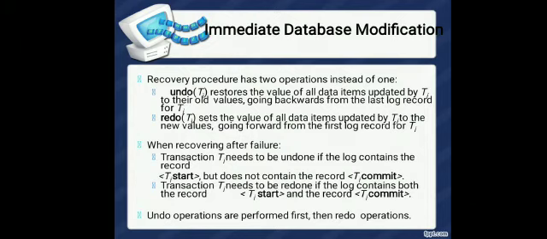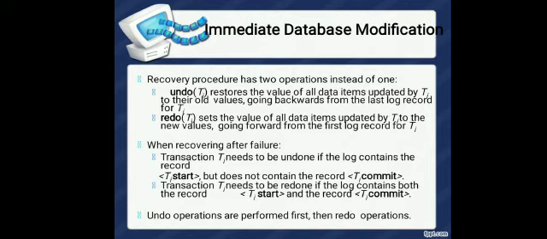So in deferred database modification, when the transaction reaches the commit, it performs a redo operation. In immediate database modification, two operations have to be performed instead of one: an undo operation and a redo operation. Undo of transaction Ti restores the value of all data items updated by Ti to their old values, going backward from the last log record for transaction Ti. Redo sets the value of all data items updated by transaction Ti to the new values, going forward from the first log record for transaction Ti.